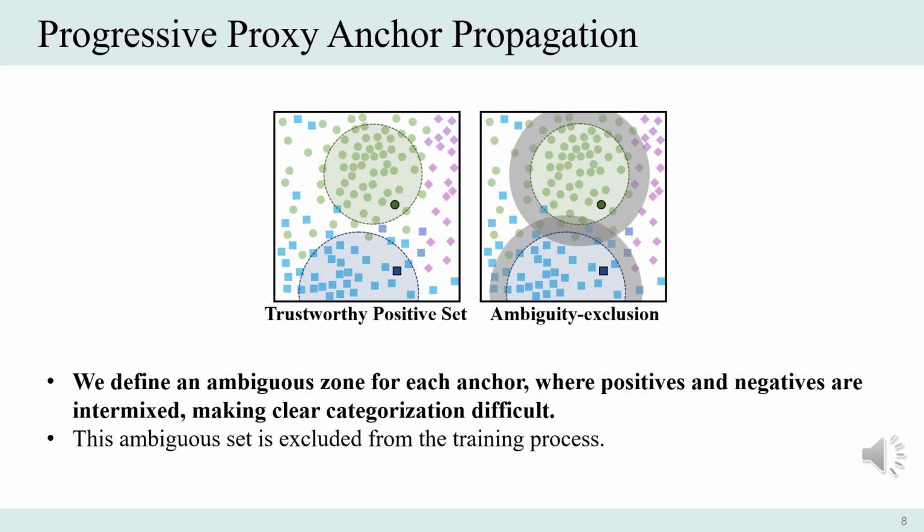Consequently, while utilizing the positive and negative sets in contrastive learning, we disregard the ambiguous set. This approach effectively eliminates potential false positives in the negative set. Overall, we construct the contrastive loss based on the trustworthy positive set and the ambiguity-excluded negative set to train the model.